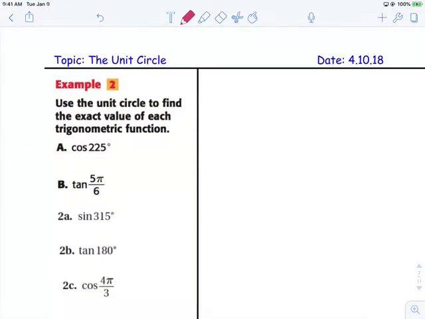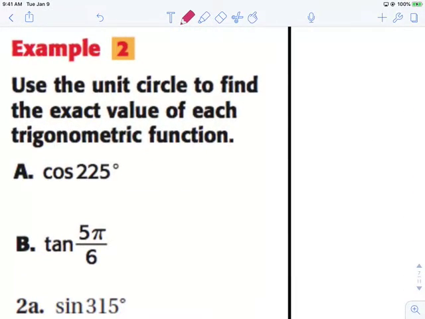Okay, so real quick mini lesson. You're going to use the unit circle for the rest of your career in math, and much of it you'll have memorized after some point. But for right now, let's just utilize it. Use the unit circle to find the exact value for each trig function. When they say exact, they don't mean a decimal, they mean exact: fractions, square roots. Cosine 225.